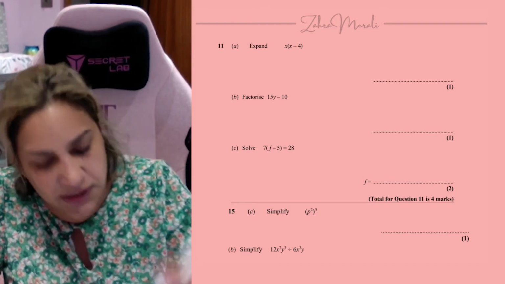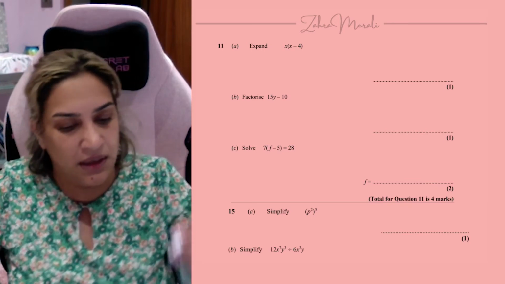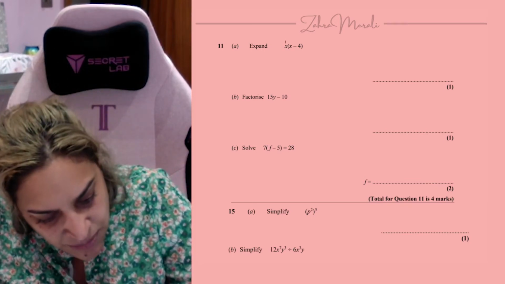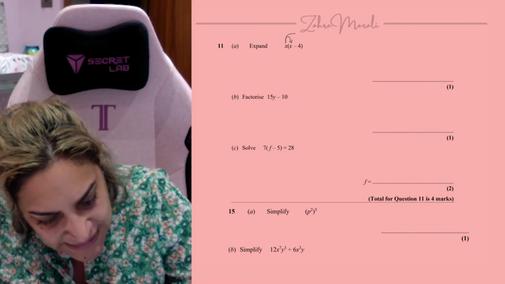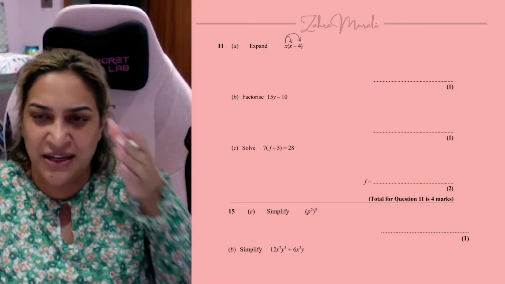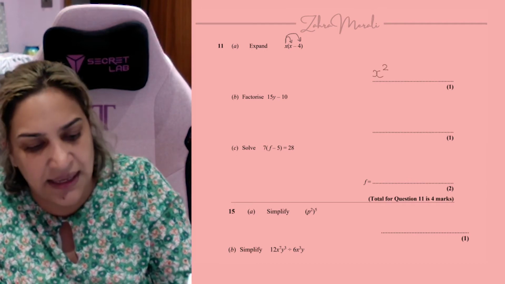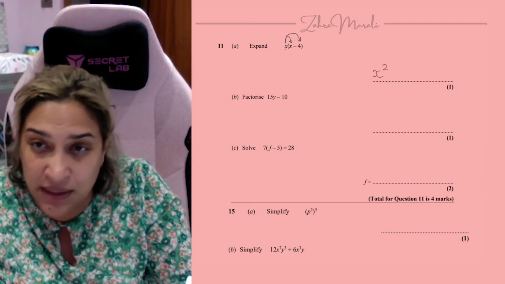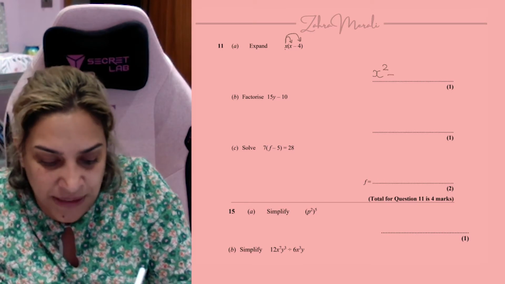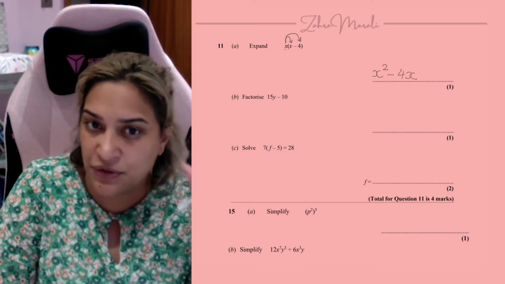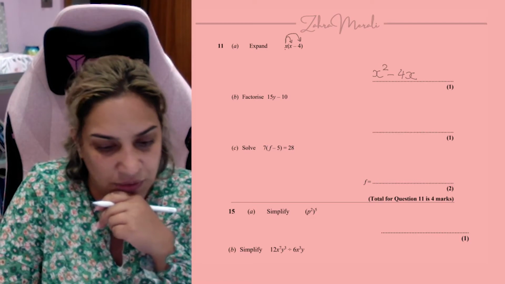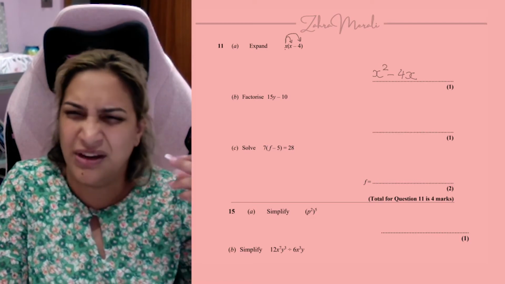Right, so we've got outside the bracket an x. That means we're going to multiply that x by everything inside. So we've got x times x, which gives us x squared. Then we've got x times minus 4x, remember the minus goes in front, because the minus belongs to that 4. So that's expanding.